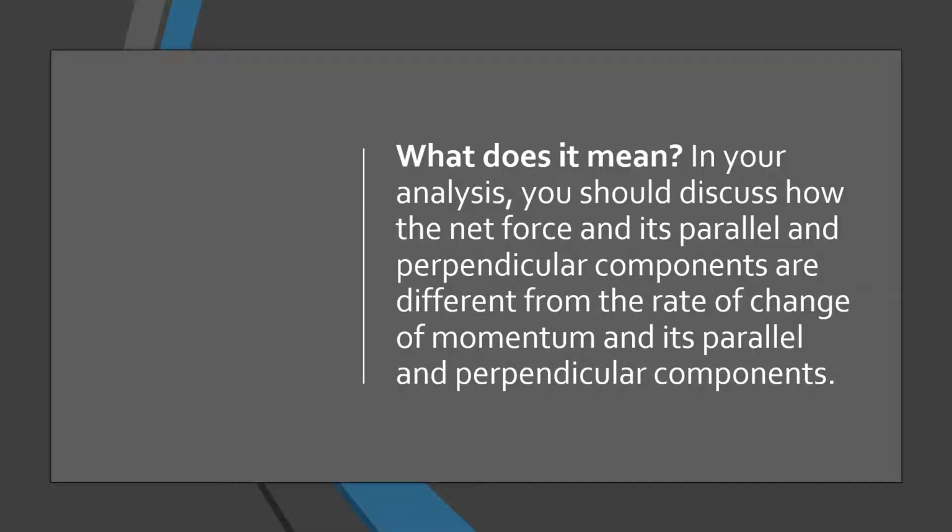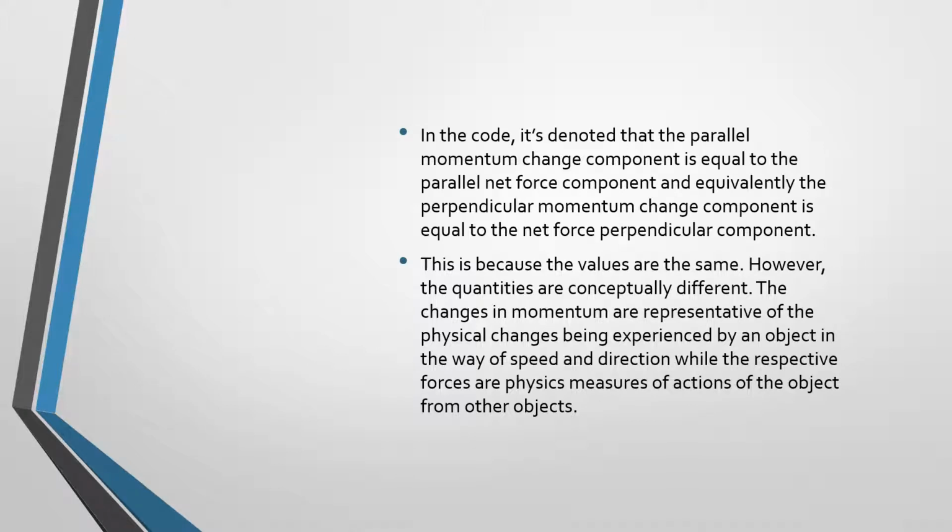So what does it mean? In your analysis, you should discuss how the net force and its parallel and perpendicular components are different from the rate of change of momentum and its parallel and perpendicular components. So in the code, it's denoted that the parallel momentum change component is equal to the parallel net force component, and equivalently, the perpendicular momentum change component is equal to the net force perpendicular component. This is because the values are the same. However, the quantities are conceptually different. The changes in momentum are representative of the physical changes being experienced by an object in the way of speed and direction, while the respective forces are physics measures of actions of the object from other objects.